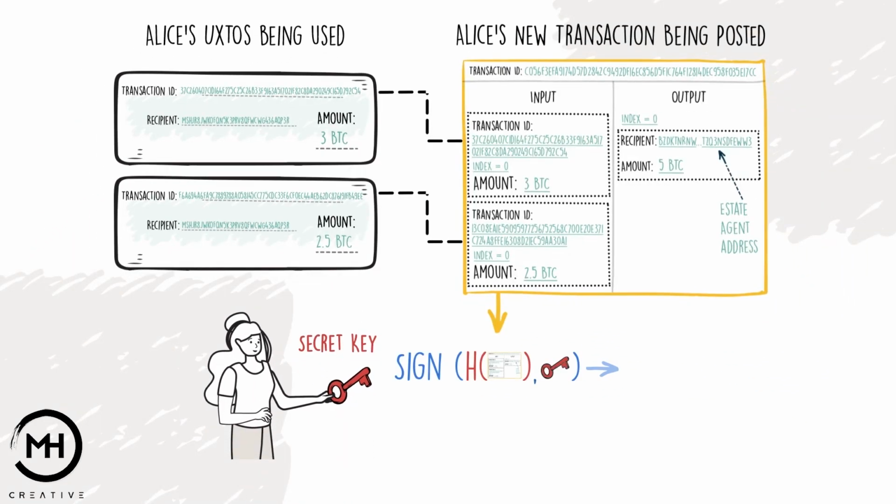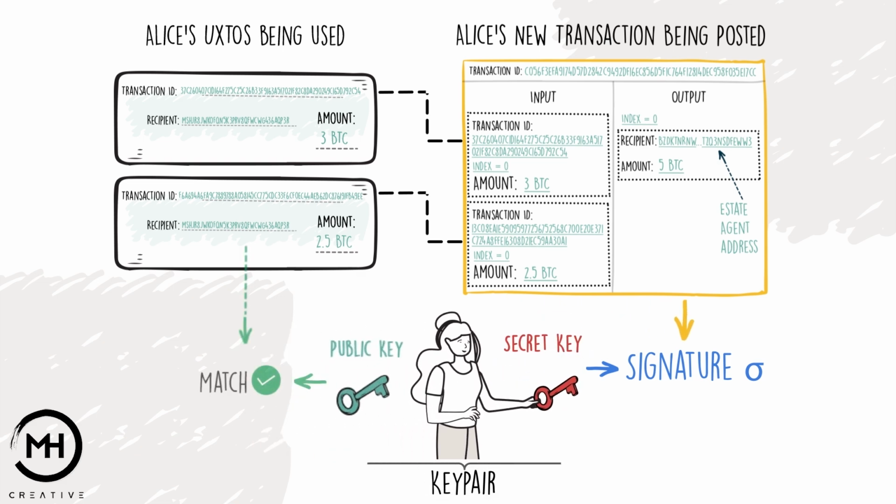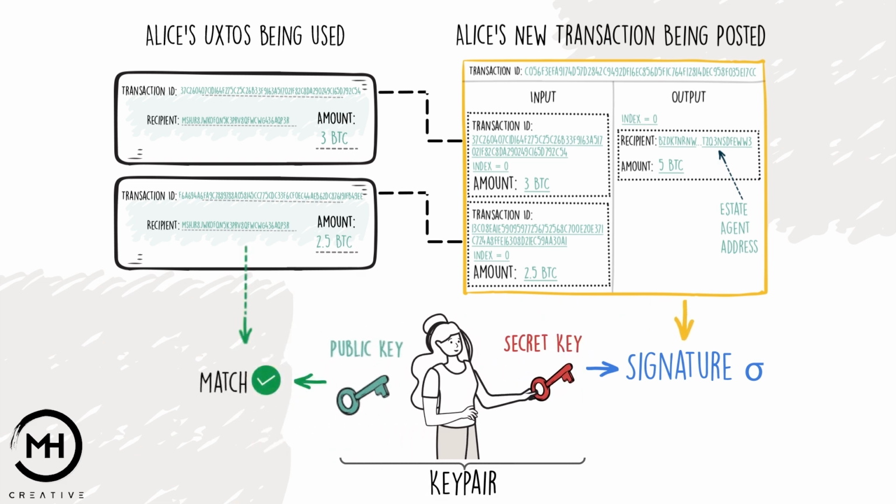Well, one of the things I didn't mention is that when you issue a transaction, Alice needs to use her secret key to sign the transaction. This step verifies that the UXTO she is using as input, or the funding source if you like, really does belong to Alice because she has the secret key.